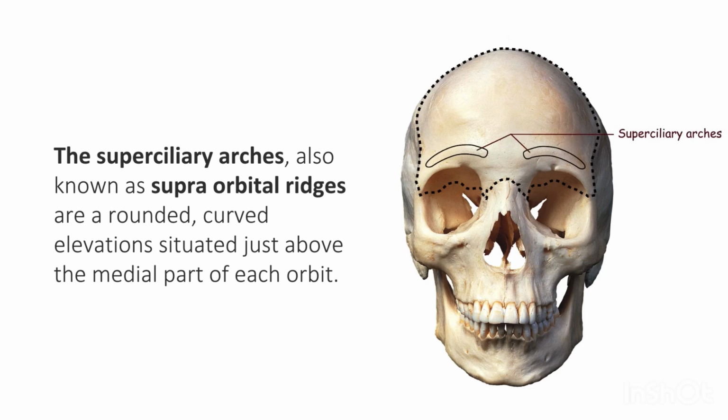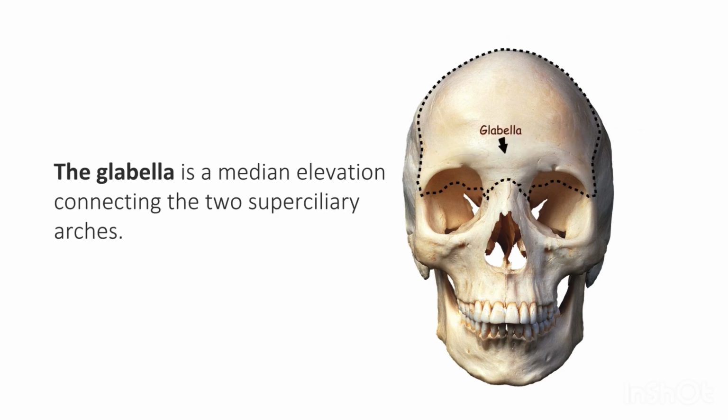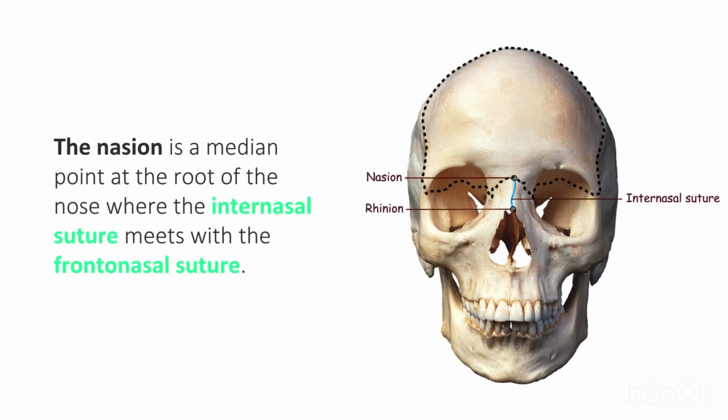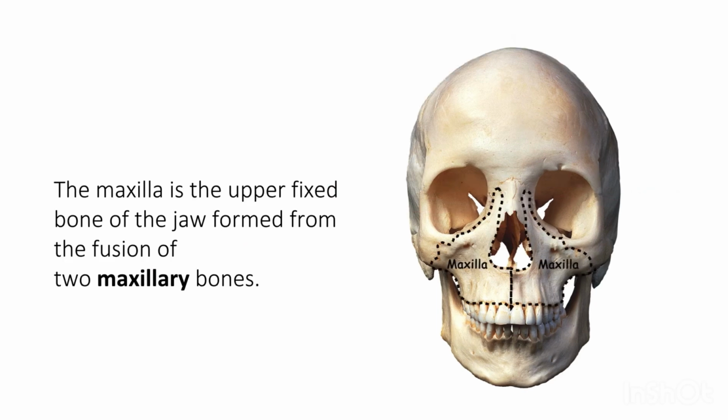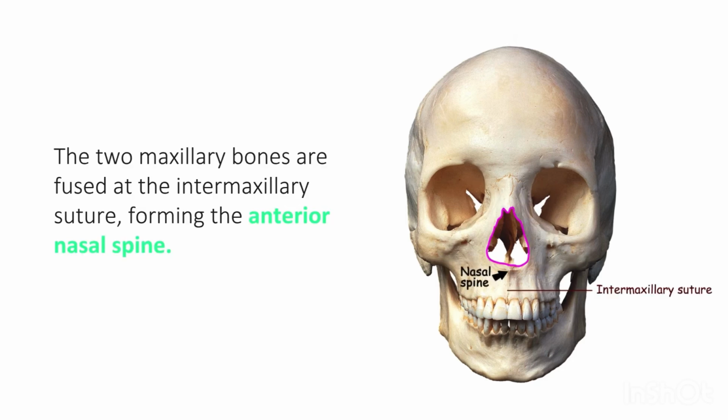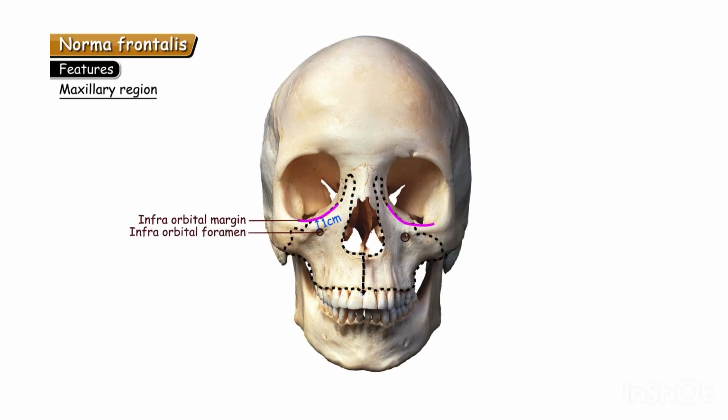The superciliary arches are rounded curved elevations situated above the orbit and connected by a median elevation known as glabella. The nasion is a median point at the root of the nose where the internasal suture meets with the frontonasal suture. The maxilla is the upper fixed bone of the jaw formed from the fusion of two maxillary bones. The two maxillary bones are fused at the intermaxillary suture, forming the anterior nasal spine.